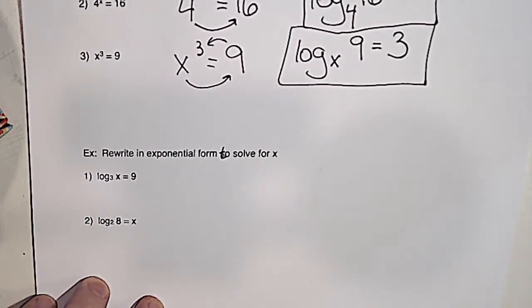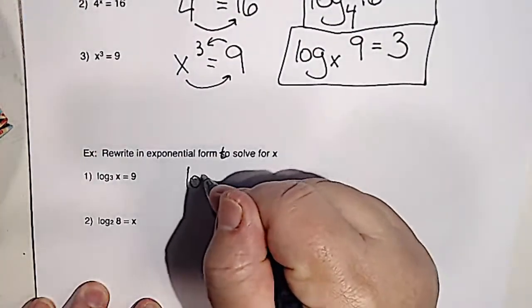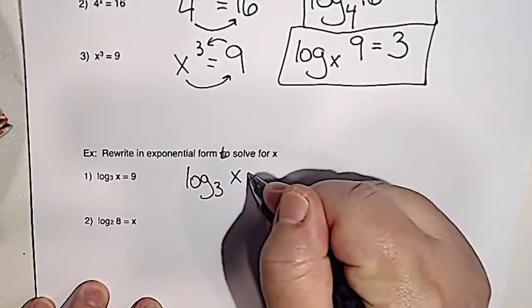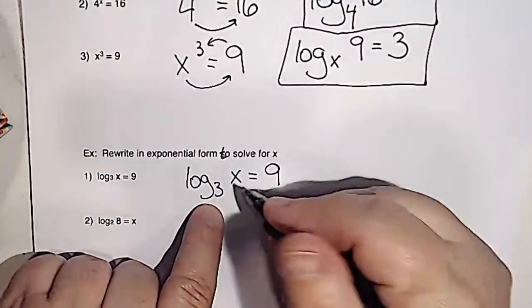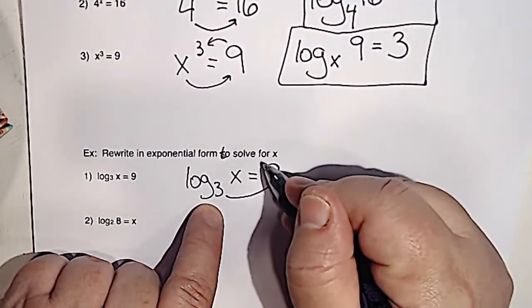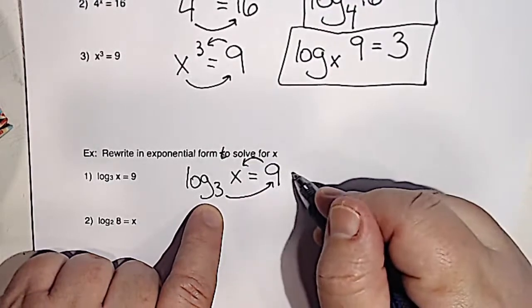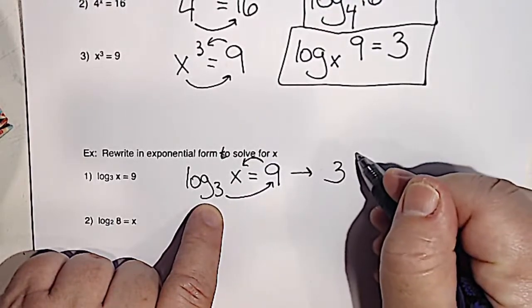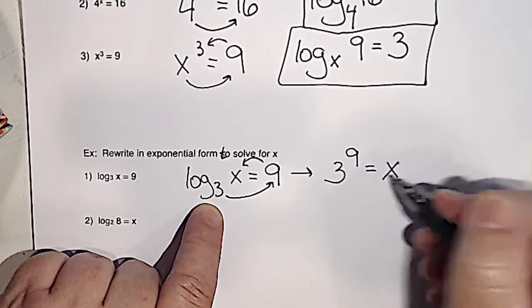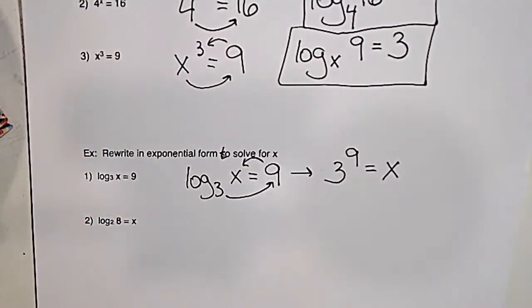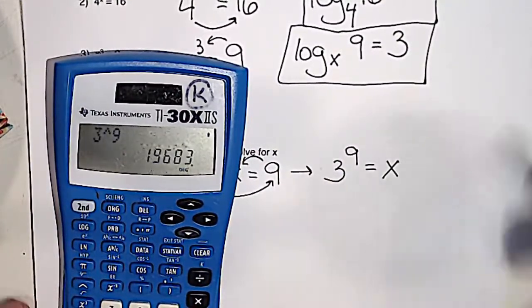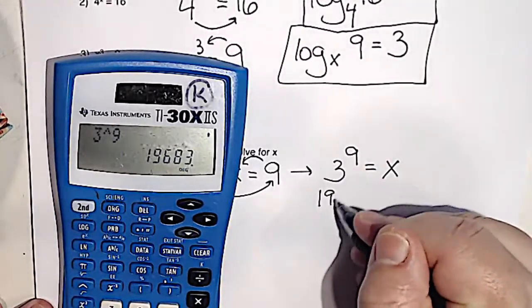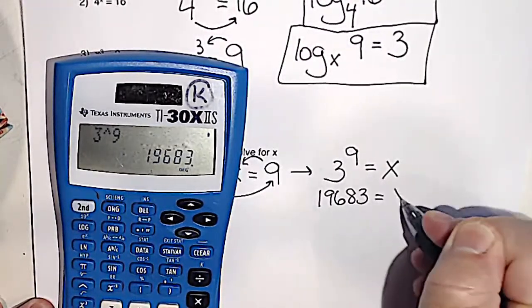To solve for x. So I've got log base 3 of some number equals 9. Now remember what I said. You start down low on the left, you go across the equal sign and come back. So this should be 3 to the 9th equals x. Well, if x is 3 to the 9th, I just have to calculate 3 to the 9th. 3 to the 9th equals, so 19683 is x.